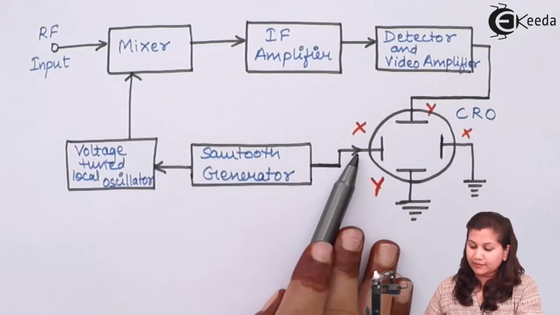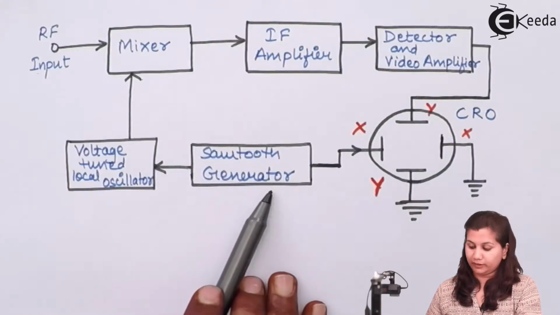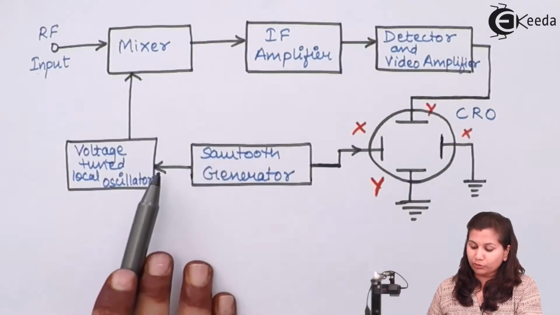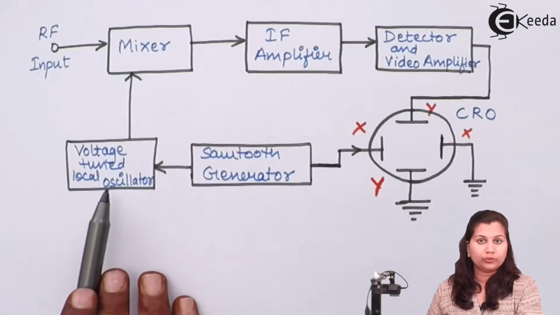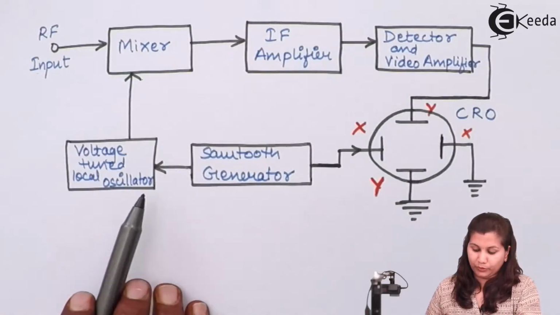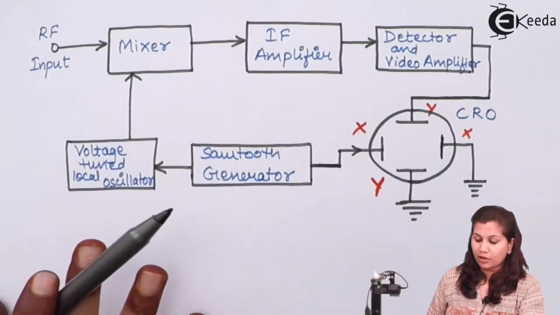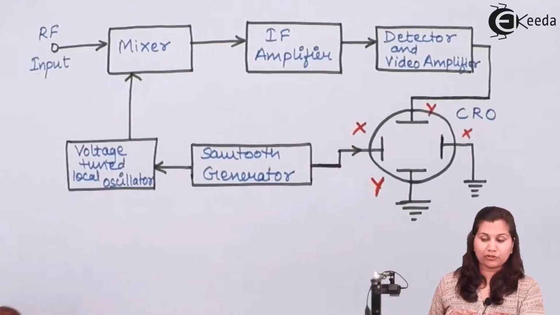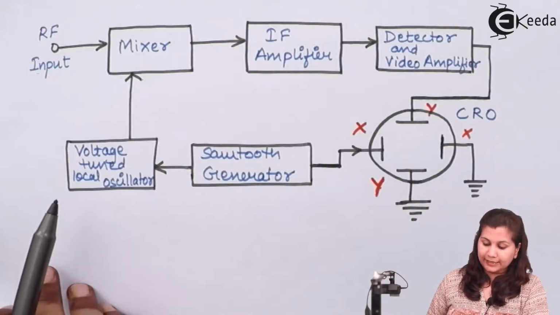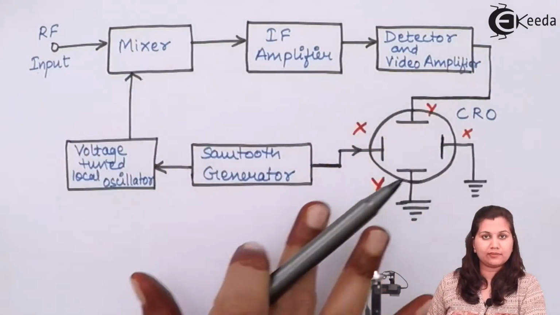Now to the X deflection plates of the CRO, we are having the input coming from the sawtooth generator. The output from this sawtooth generator is also given to this voltage tuned oscillator. Okay, so these are the different circuits or different devices which are used in this spectrum analyzer. Let's see the working of the spectrum analyzer and the function of these blocks.